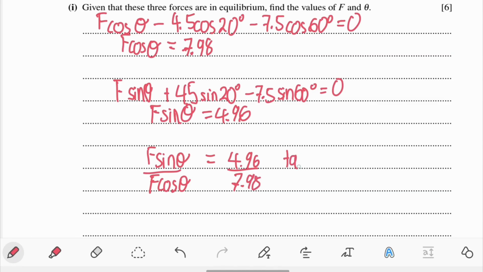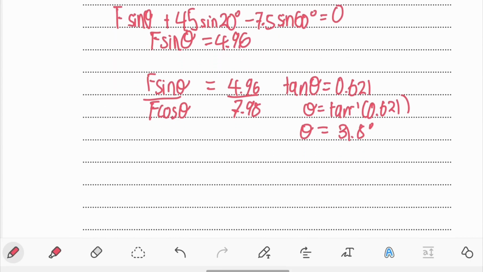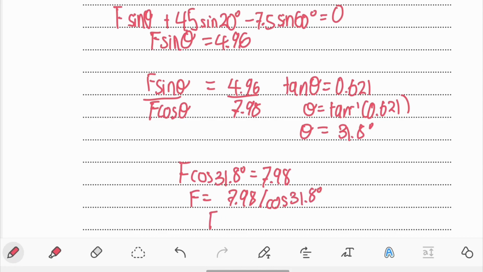So we get tan theta is equal to 0.621. Theta is equal to the tan inverse of that. So therefore it's equal to 31.8 degrees. And now we can sub that into any one of our equations. So F cos 31.8 degrees is equal to 7.98. And we get ourselves F is equal to 9.39 newtons.